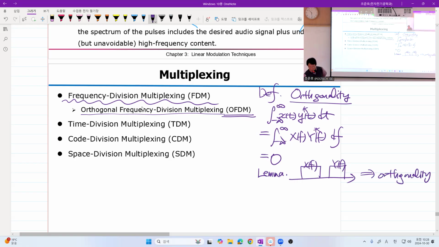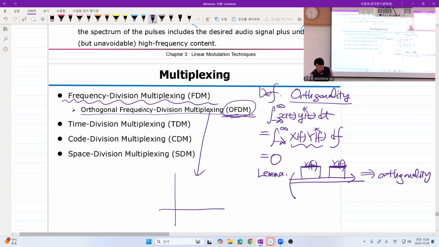Why? Because here, even though X is not zero, Y is zero. Here, Y is non-zero, but X is zero. So the product is zero. So this integrand becomes zero if we have non-overlapping. However, sometimes, even though we have a non-zero integrand, its integral can be zero, right? For example, suppose we have an odd symmetrical signal, then its integration is zero, right? So OFDM actually allows overlap, but the signals are orthogonal in multiplexing.